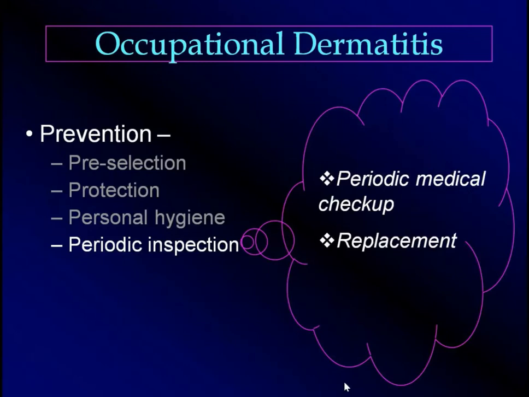Periodic examination helps workers with early identification of any disease. And replacement means that those who are working continuously for many days should be replaced with other people, giving them some breaks. That is called replacement. So that's how we can prevent dermatitis: mainly by pre-selection, personal protection, and personal hygiene with frequent hand washing, periodic examination with frequent health checkups, and replacement. These are the various measures we take to prevent dermatitis.